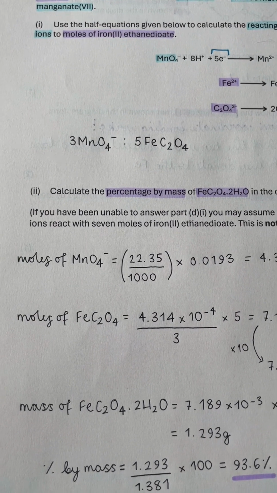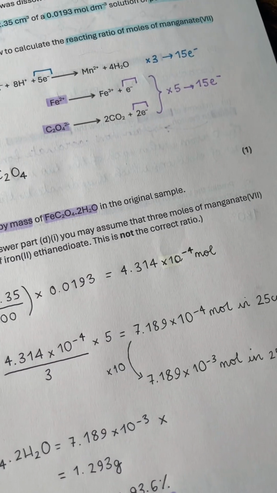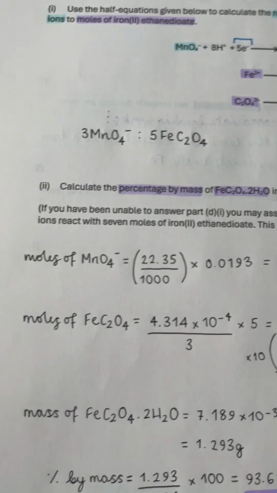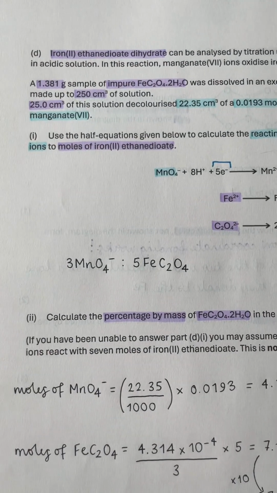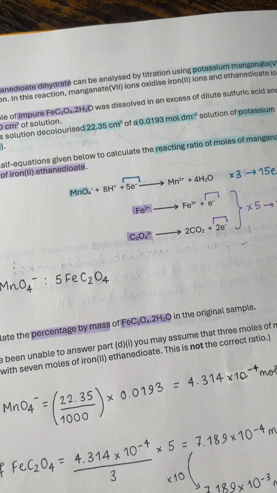So it's only if you haven't been able to get any answer at all that I would ever be saying to use the new values that AQA have provided. Anyway, what are we actually being asked to do? We're asked to calculate the percentage by mass of the FeC2O4.2H2O in the original sample.